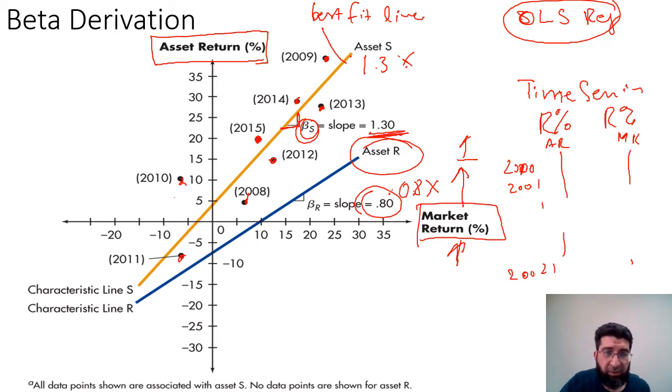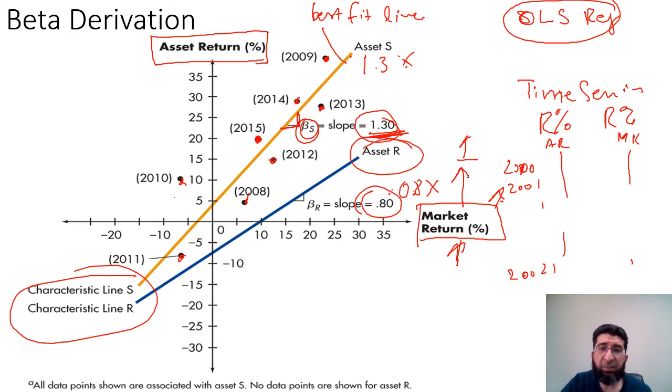These lines are called characteristic lines, and you can calculate beta for each asset by using the same methodology, by running regression, keeping the market the same while changing the assets. For instance, for stock number 1, stock number 2, stock number 3, or asset A, asset B, asset C, you can find these best fit lines and calculate the beta, and this beta can be used in the capital asset pricing model.